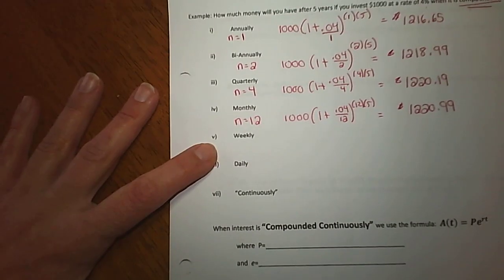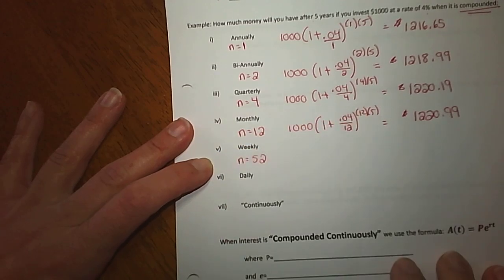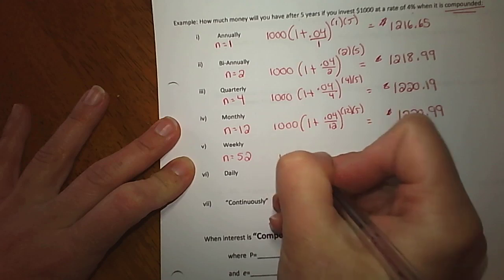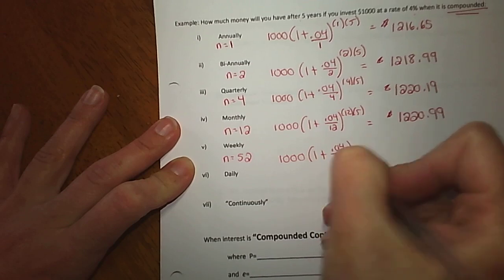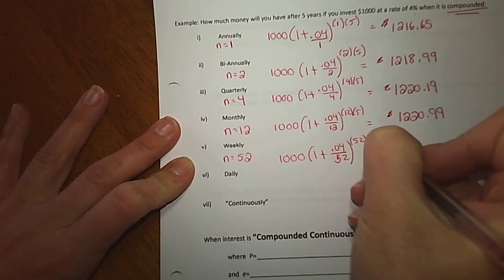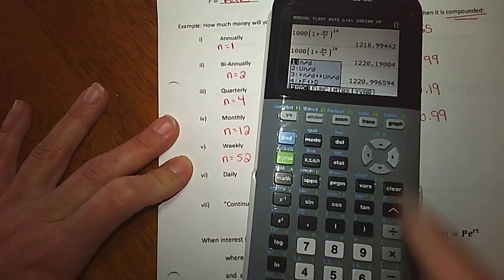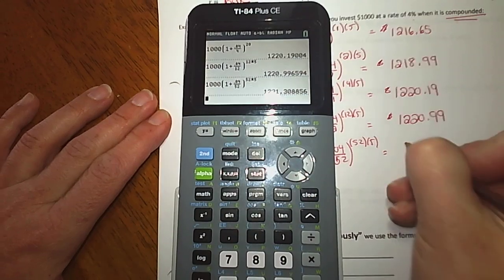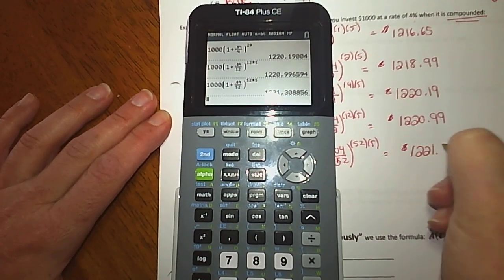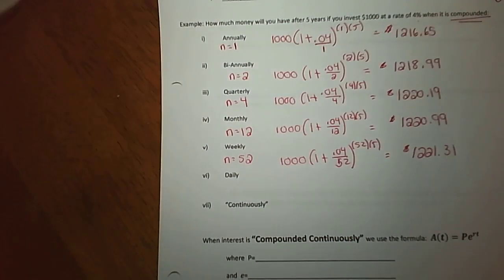Now, weekly. How many weeks are there in a year? There are 52. You guys need to know that. So let's throw that in now. 0.04 over 52 to the 52 times 5. So let's see what that does to the money. 1,000. 1 plus fraction button. 0.04 over 52. Raised to the 52 times 5. Well, again, notice the money keeps going up. See that? It keeps increasing. So the more times you compound something, the better.